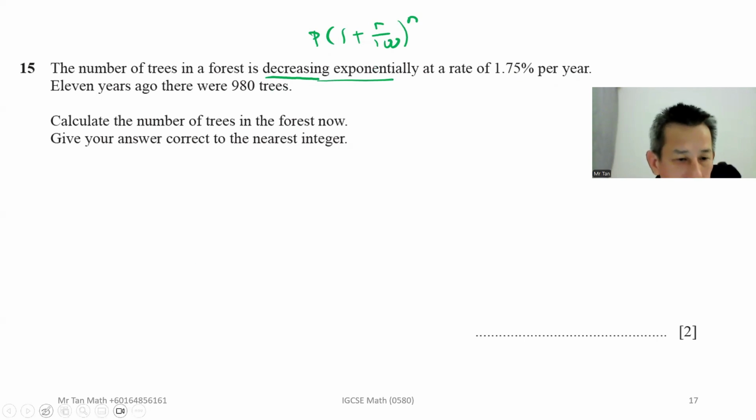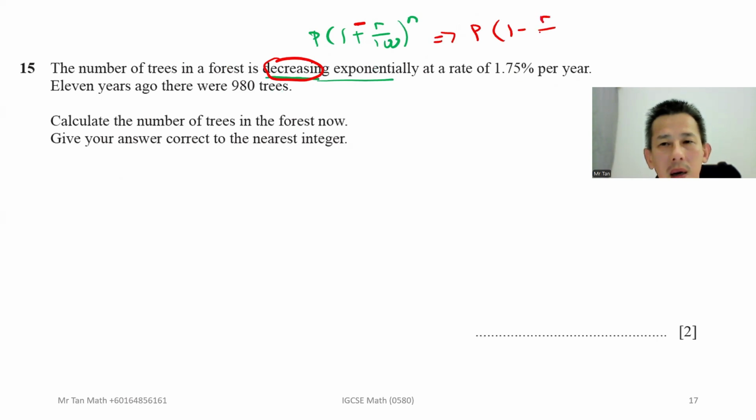So decrease. When I say decreasing, you need to minus. So that will give you P(1 - R/100)^N. Okay. 11 years ago, there were 980 trees. Calculate the number of trees in the forest now.